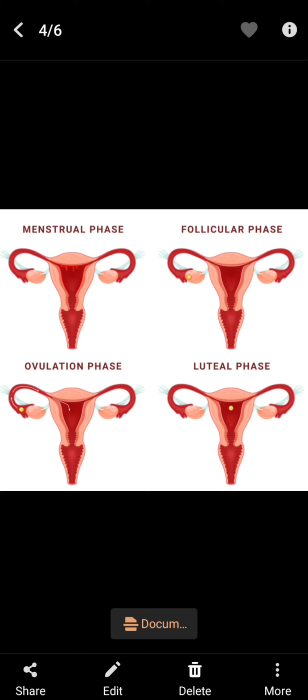So that was all about the menstrual cycle. The menstrual cycle is the monthly blood discharge which occurs in a non-pregnant woman every month. It is a 28-day cycle. It is of two types, the uterine cycle and the ovarian cycle. The uterine cycle consists of five phases: early proliferative phase, late proliferative phase, secretory phase, premenstrual phase, and menstrual phase. And the ovarian cycle has four phases: menstrual phase, follicular phase, ovulation phase, and luteal phase. Hope you understand today's topic.